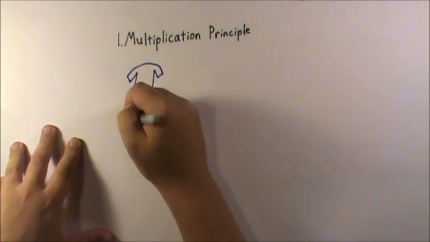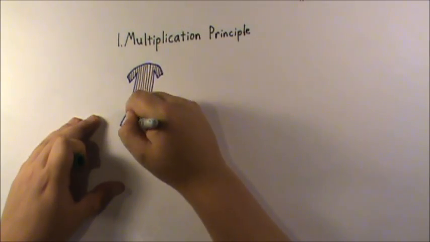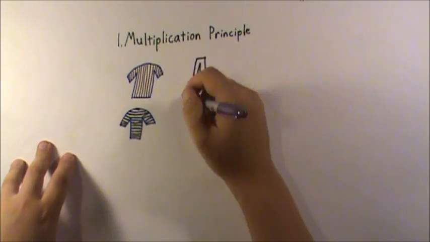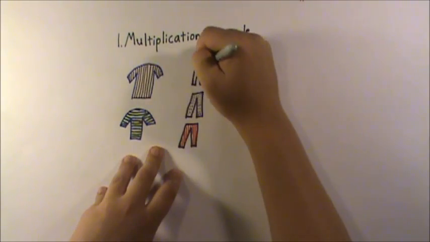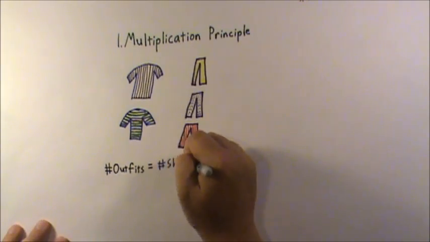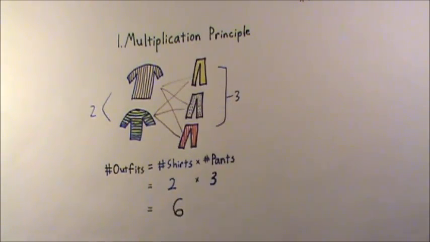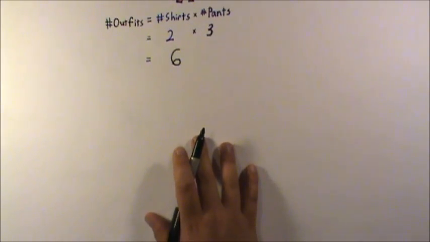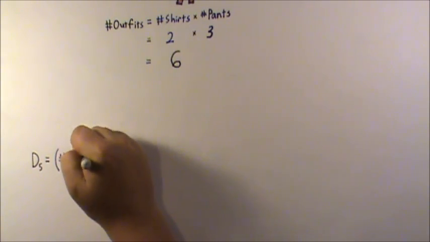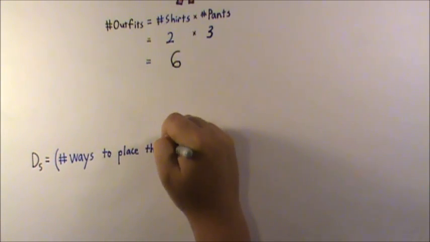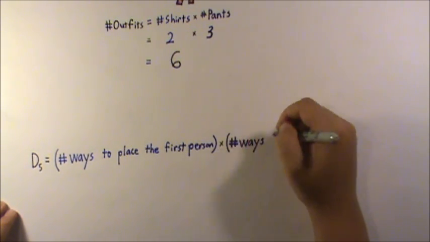The multiplication principle is that rule that says that if you have 2 shirts and you have 3 pairs of pants, the number of outfits you can make is 2 times 3, which is 6. So we're going to use this, but instead of doing number of shirts times number of pants, we're going to say the number of ways you could derange 5 objects is the number of ways you can choose to place the first object times the number of ways you could choose to place the rest after that.